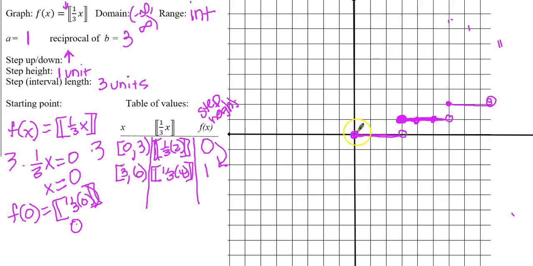Go back to your origin and reverse. Down 1, open it up, back 3. Down 1, open it up, back 3. Down 1, open it up, back 3. And there you have that step function. And because your coefficient of x was 1/3, the steps got really wide. They had to go 3 steps over to go 1 step up. Questions?